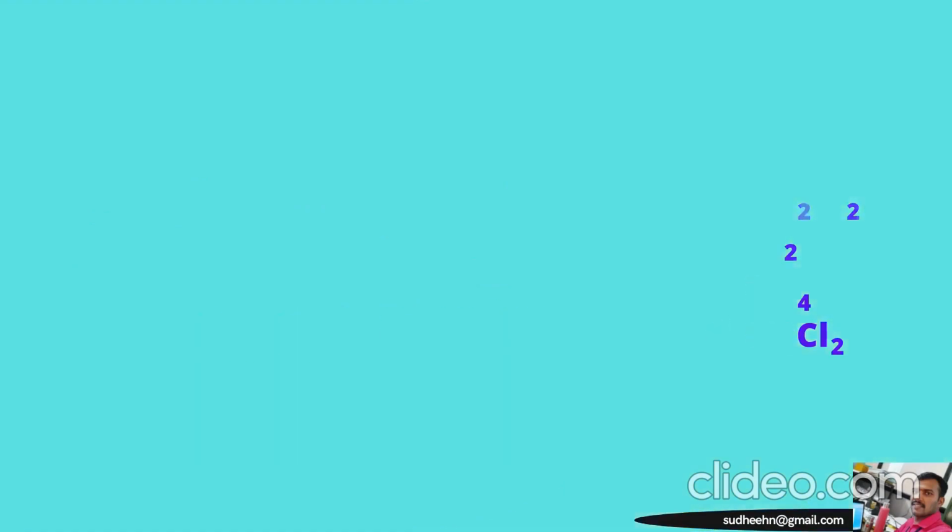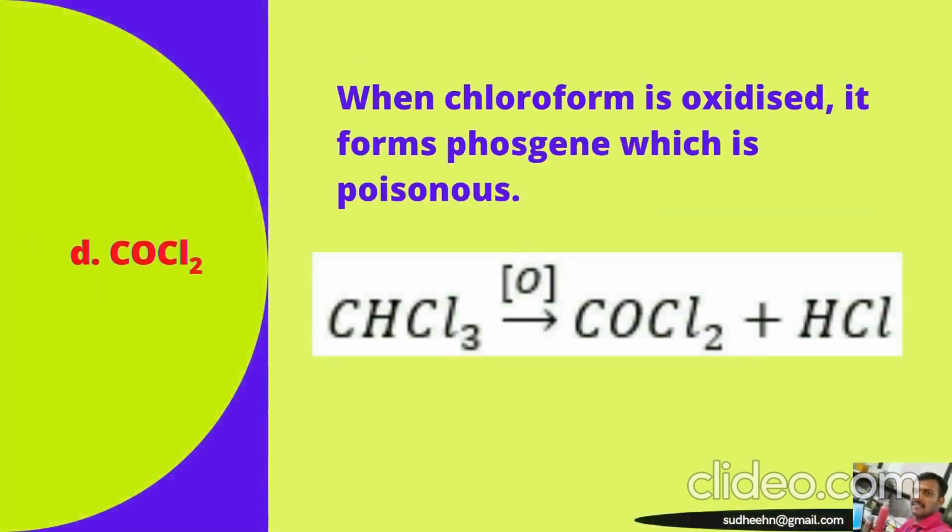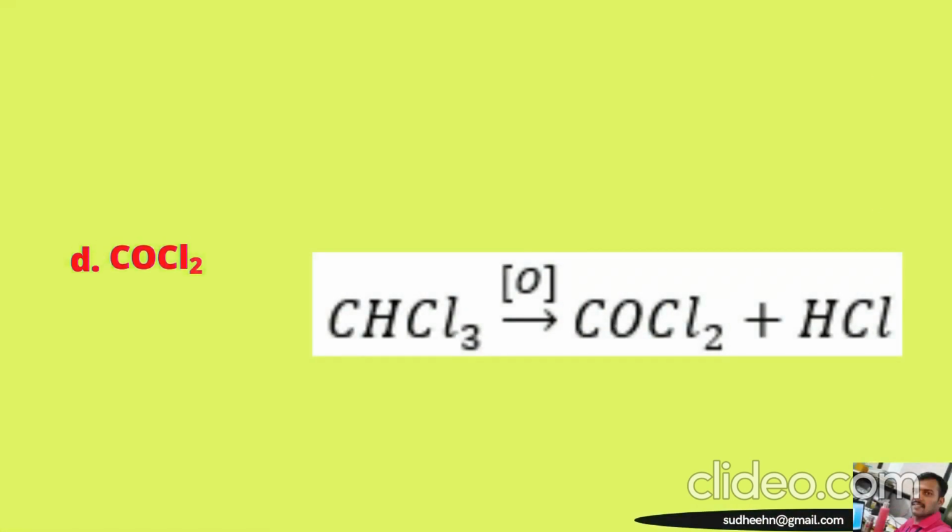And the right answer is option D, that is COCl2, that is carbonyl chloride. When chloroform is oxidized, it forms phosgene, which is poisonous. So the option is D.